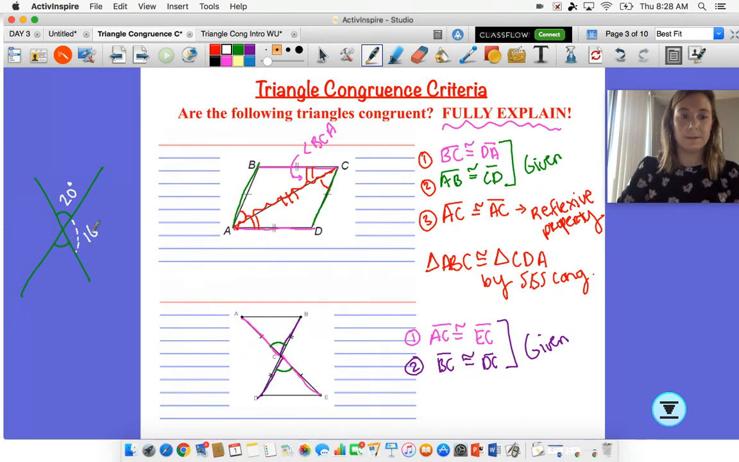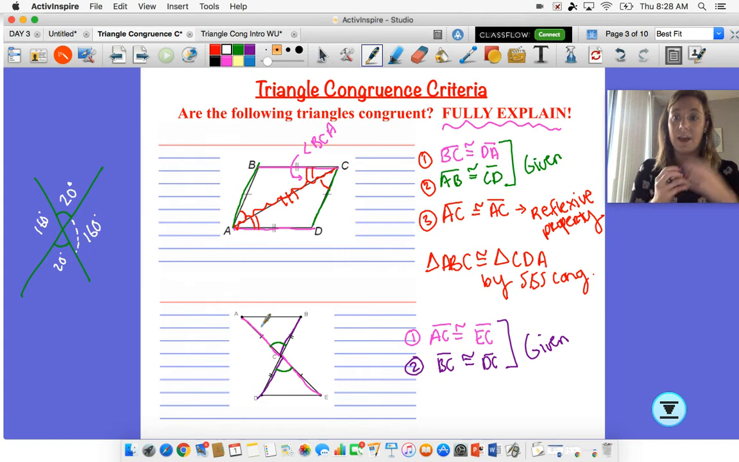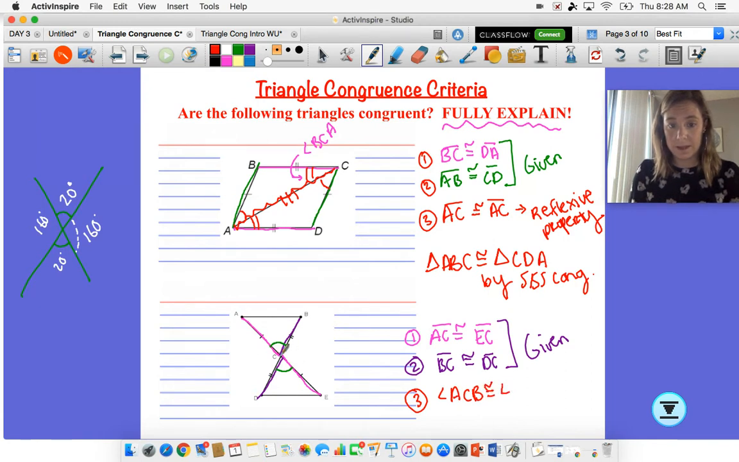So this would be 160. Oh, look, another line. This would have to be 20. This would have to be 160. So if an angle is formed by 2 intersecting lines, the opposite angles, not the adjacent angles, are going to be congruent because they're vertical angles. So I know, and this is something to look for, angle, I need 3 letters, ACB is congruent to angle ECD because they're vertical.